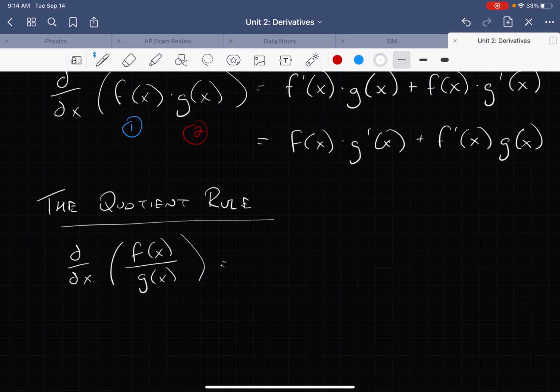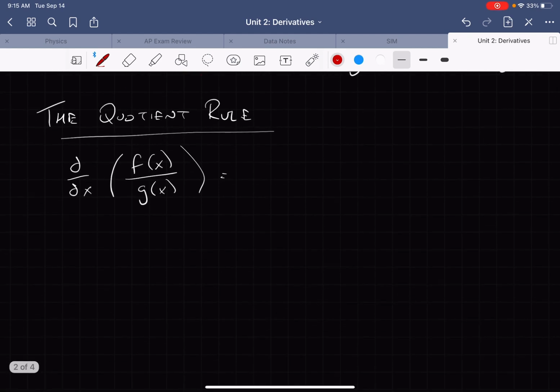And so I'm gonna explain the way I remember this first, and then I'll show you how you can build the formula from that. So I remember this by this phrase, low d high minus high d low. I guess low has a W on it. So low d high minus high d low over low squared.